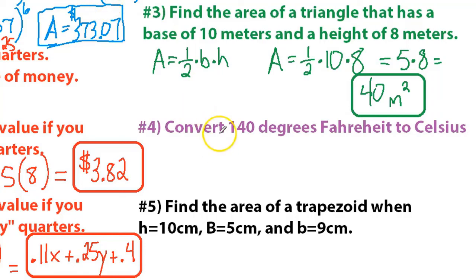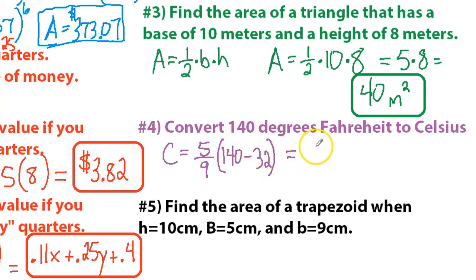Question number 4, convert 140 degrees Fahrenheit to Celsius. There's a formula for that, also in this section. C equals 5/9 times F minus 32. Now we know the F to be 140, so let's go ahead and write that in there. So it's going to be 140 minus 32, because that's what the formula says to do. Let's see, order of operations. Let's do parenthesis first. So 140 minus 32 comes out to be 108.